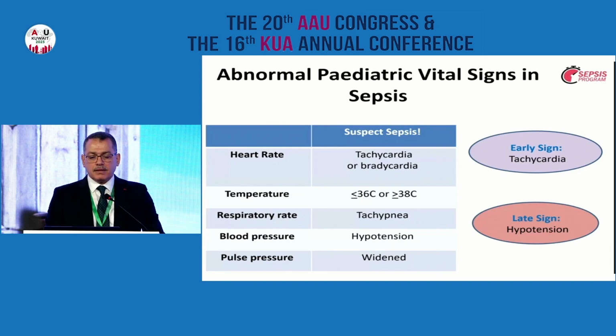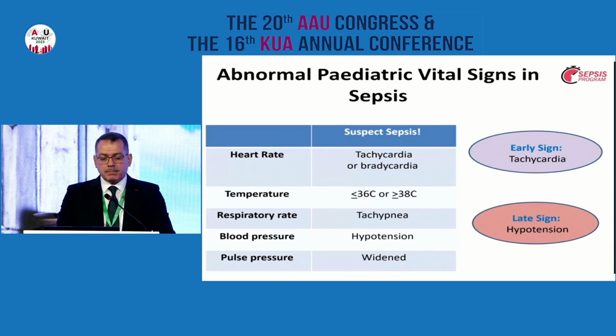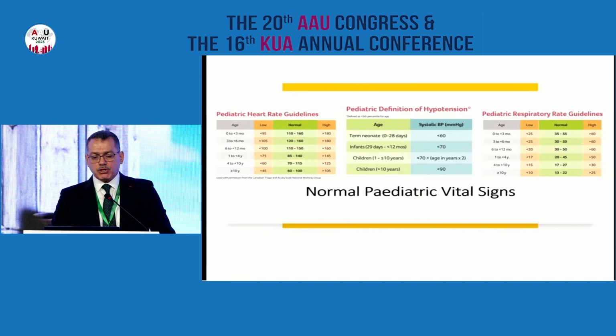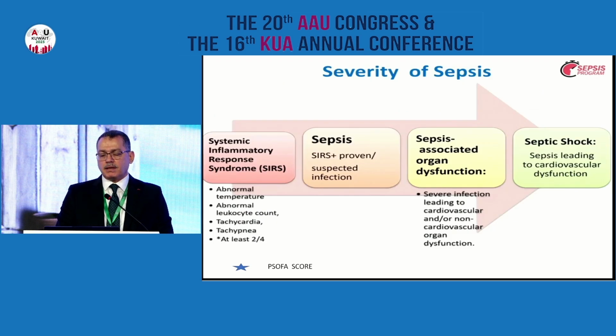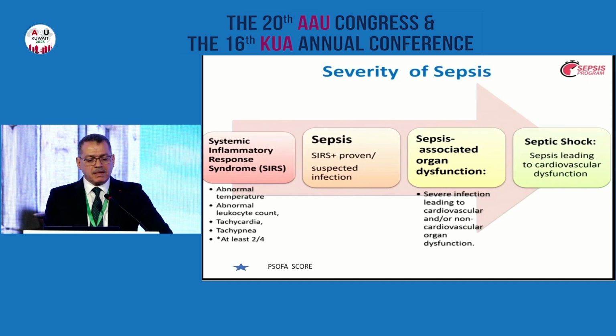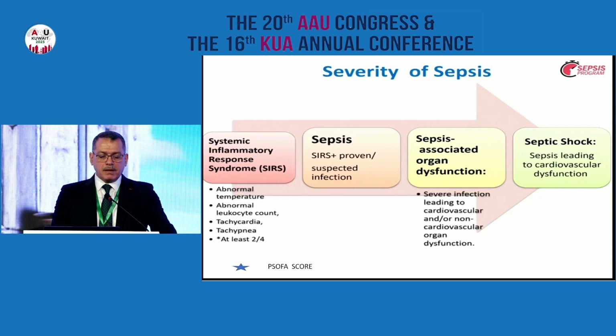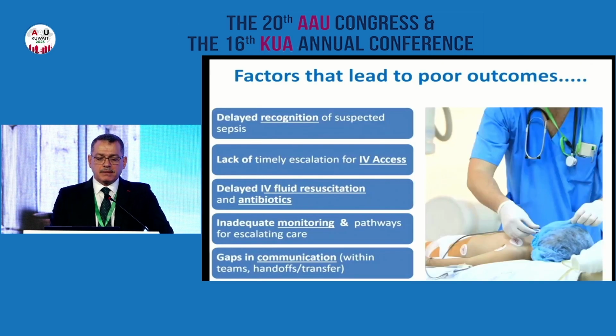Yes. The vital signs are heart rate, temperature, respiratory rate, blood pressure, and pulse pressure. These are pediatric vital signs which should be present in the intensive care unit. The severity of sepsis should be assessed by SIRS: the presence of abnormal temperature, abnormal leukocyte count, tachycardia, or tachypnea. If 2 of these parameters are present, we have to suspect sepsis.